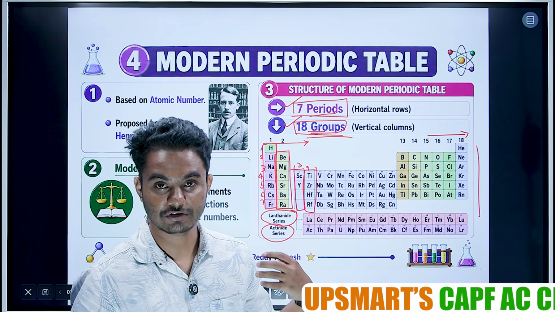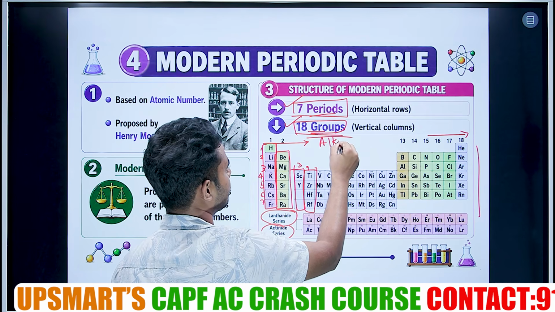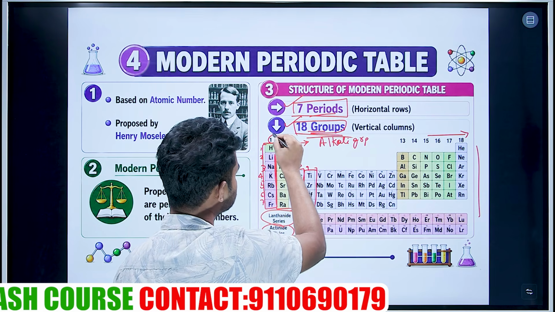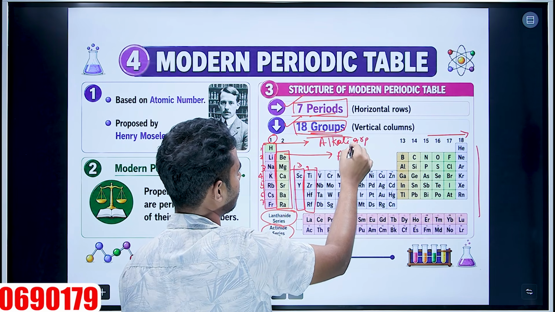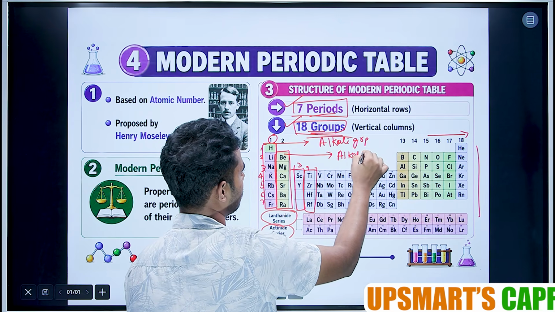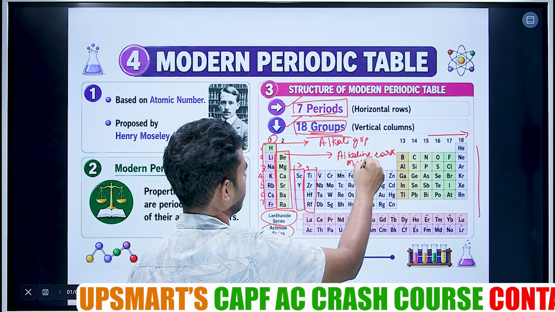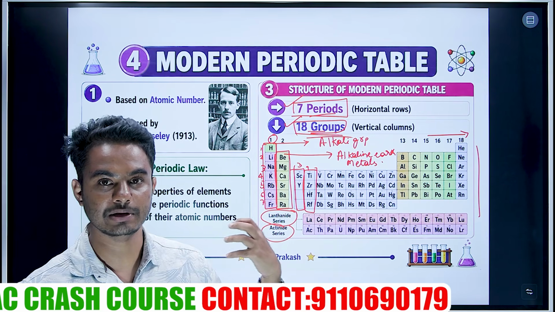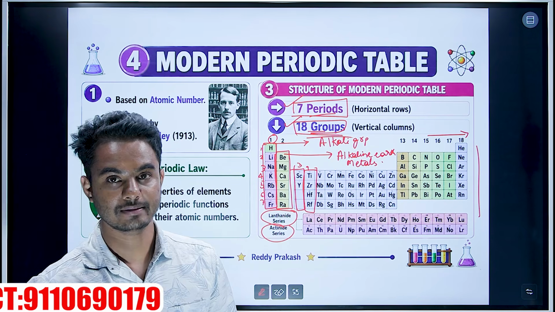The first group is called the alkali group. Group 1 is called the alkali group. The group 2 is called the alkaline earth metals. I am giving you the major groups. The second group is called alkaline earth metals.